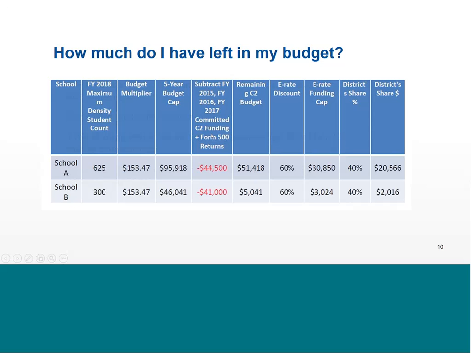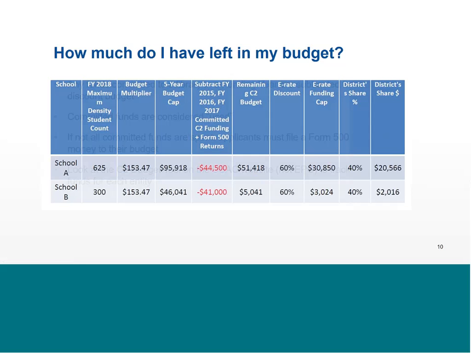But then they know that they have used a total, from 2015, 16, and 17, and now 18. They've used a total of $44,000, and so they would subtract any of these committed funds from their total budget, which will give them their remaining budget, this $51,000. But remember again that this $51,000 is pre-discount, so then you would have to multiply that by your E-rate discount, in this example 60%, and that'll give you this $30,000, which is what E-rate will cover.